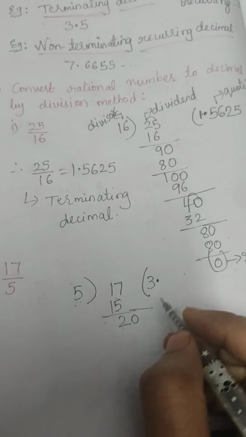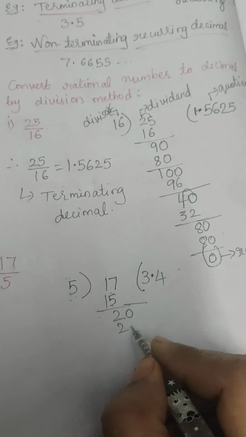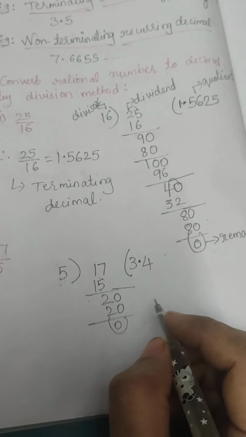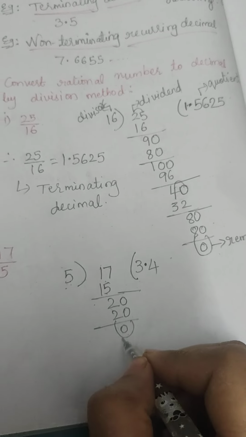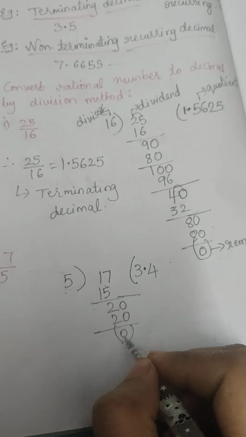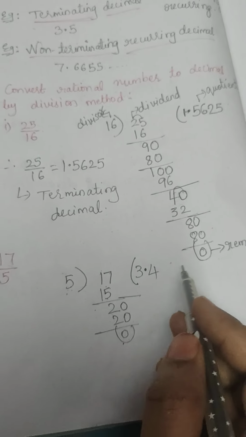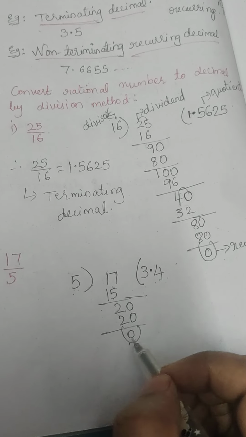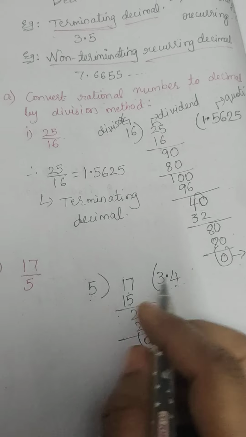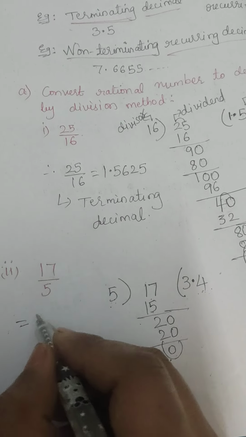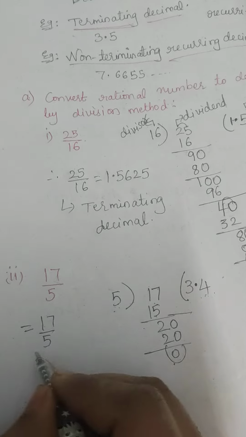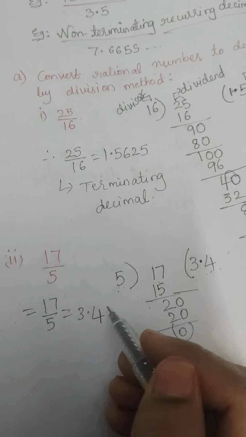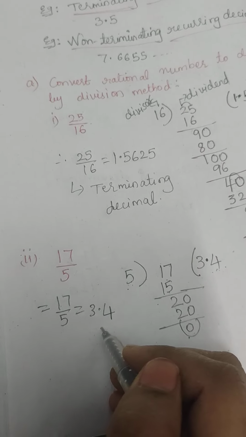5 4s are 20. Until we get the remainder 0, this process should be continued. If we are not getting 0 and the numbers are repeating again and again, then that type of decimals are called non-terminating decimals. Here we got the remainder 0 and we got the exact value, that is the rational number 17 by 5 is equal to 3.4 in the form of decimals. This is also an example for terminating decimal.